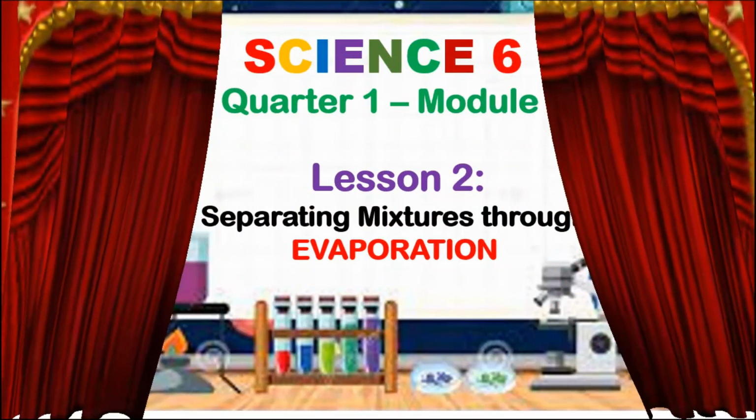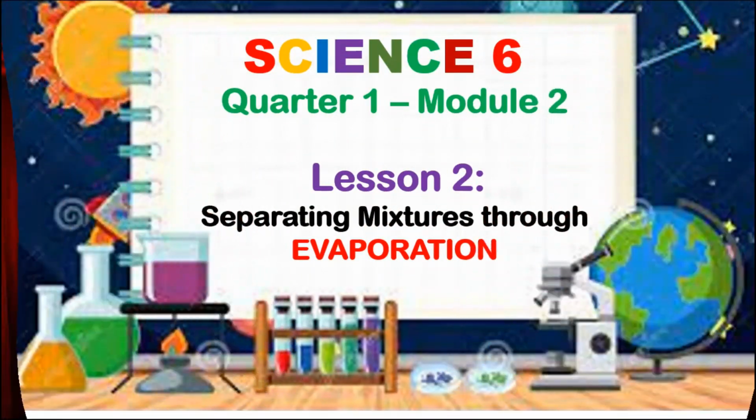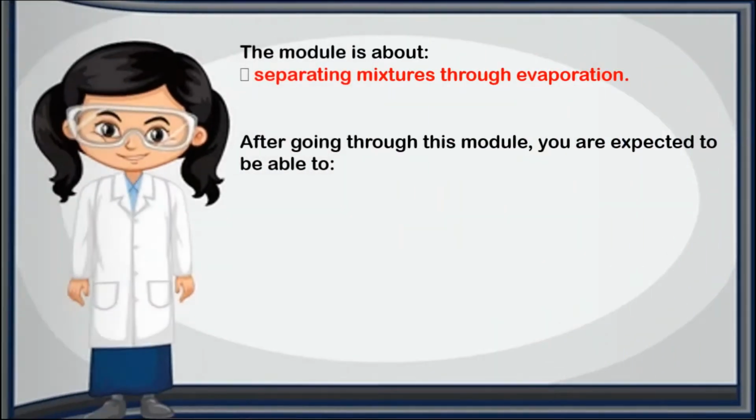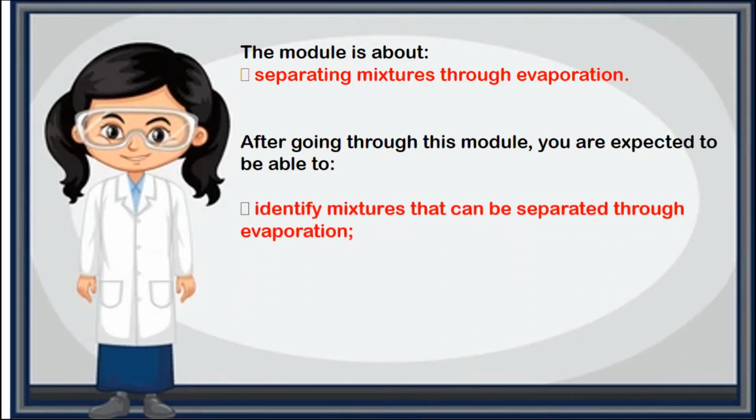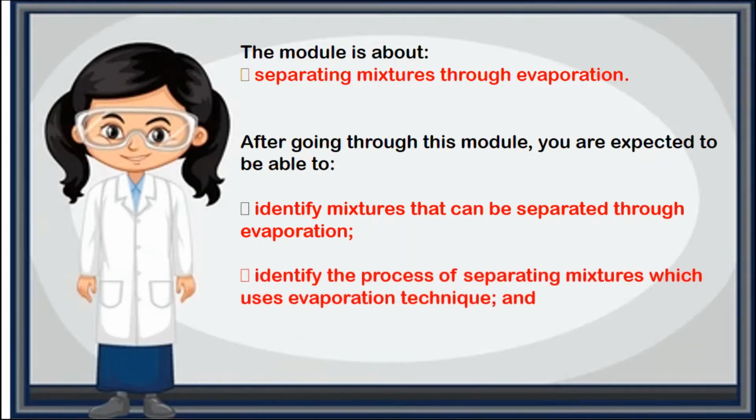Our subject is Science 6 and we are now in Quarter 1, Module 2, Lesson 2, Separating Mixture Through Evaporation. The module is about separating mixture through evaporation. After going through this module, you are expected to identify mixtures that can be separated through evaporation and identify the process of separating mixture which uses evaporation technique and apply the evaporation technique in everyday life.